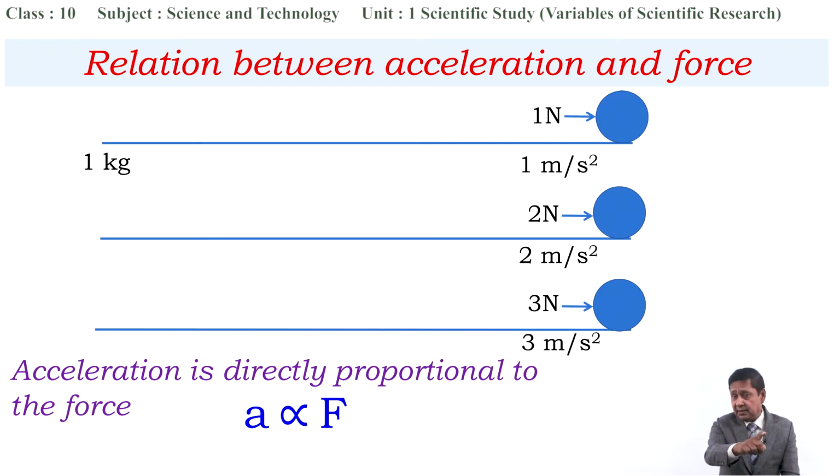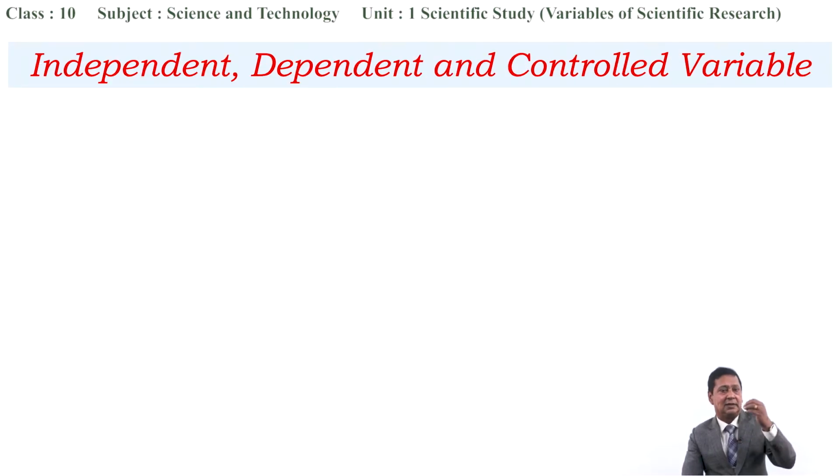But throughout the experiment, the mass of the body is the same. A 1 kilogram mass is taken. It means that in this experiment, mass is the controlled variable. So I want to conclude in terms of different types of variables. There are basically 3 types of variable. One is the independent variable, another is the dependent variable, and the third is the controlled variable.